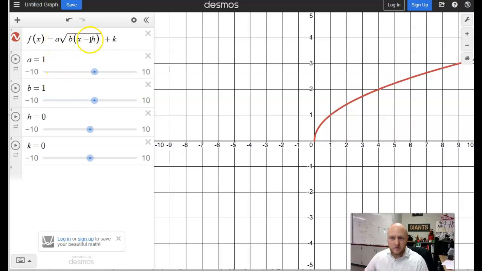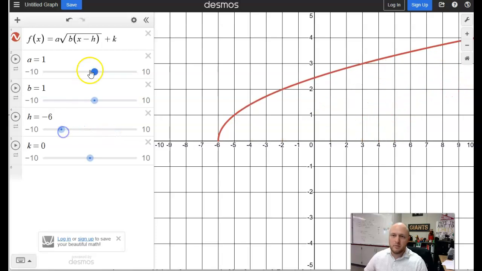The x values are affected by these parameters, the b and the h. The h value you guys know as horizontal translation. Okay, if h is positive, we're going to the right. If h is negative, we're going to the left. But remember, it's always the opposite of what you see here. Okay, so you're supposed to see a negative in there.